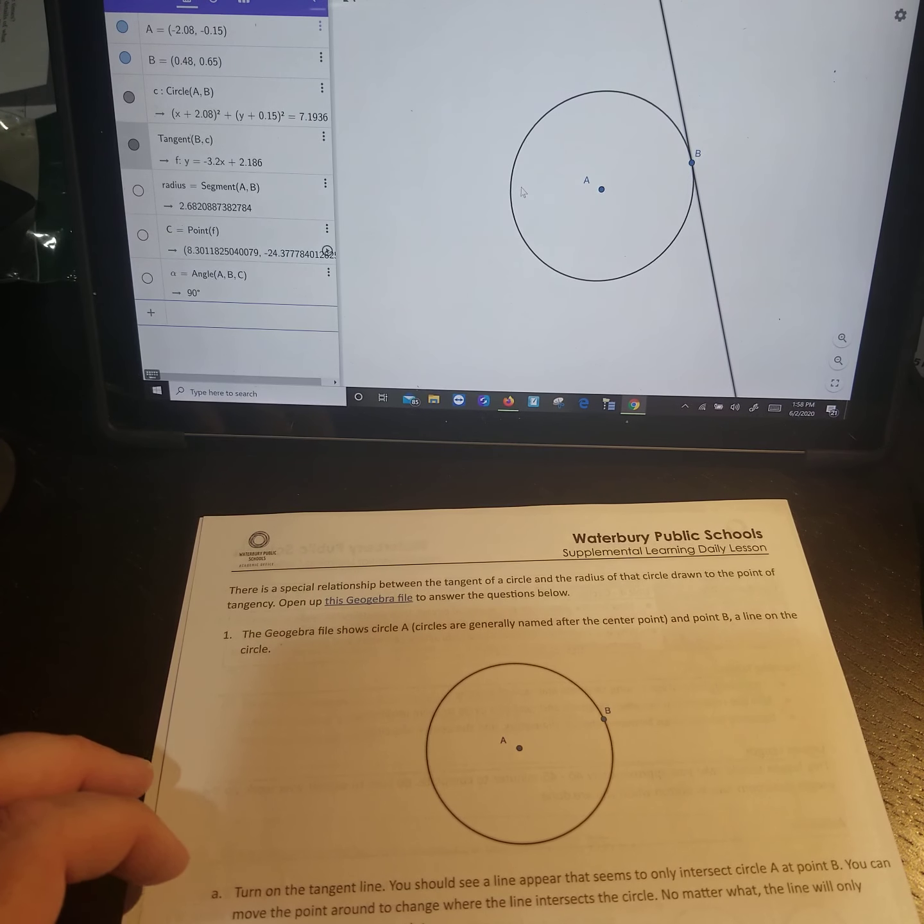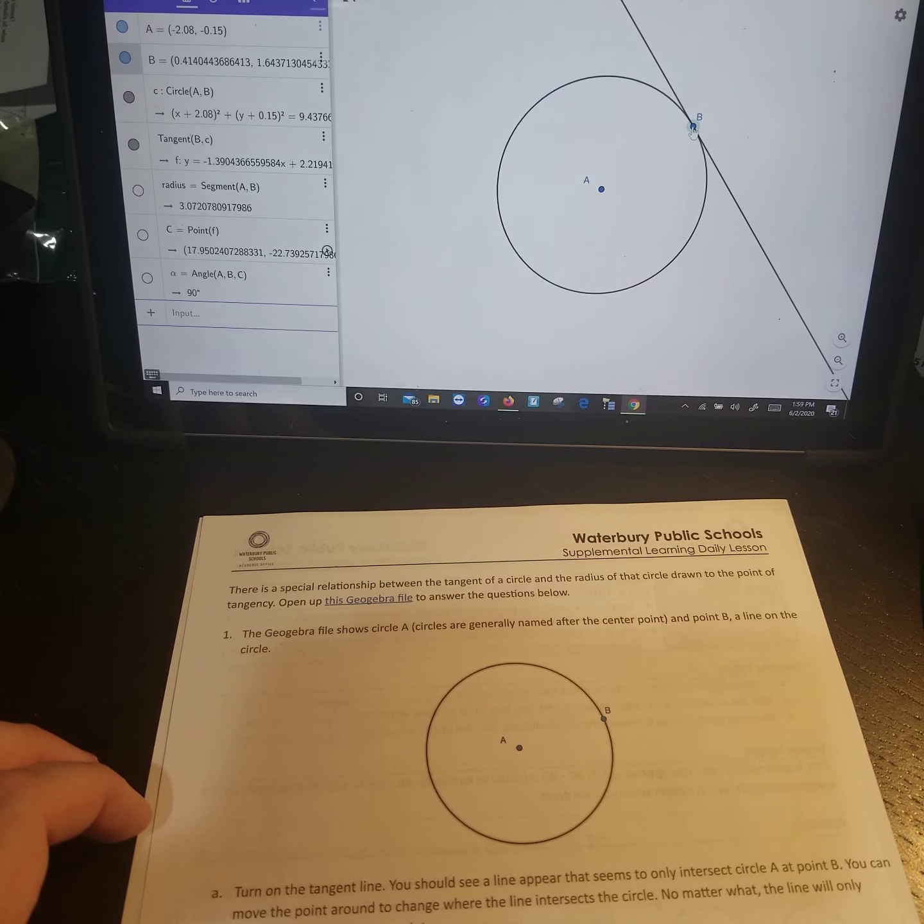You should see a line appear that seems to only intersect circle A at point B. You can move the point around. Notice what happens to this line, the tangent. It's always touching at point B.